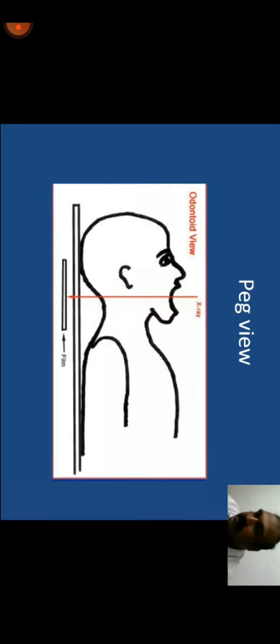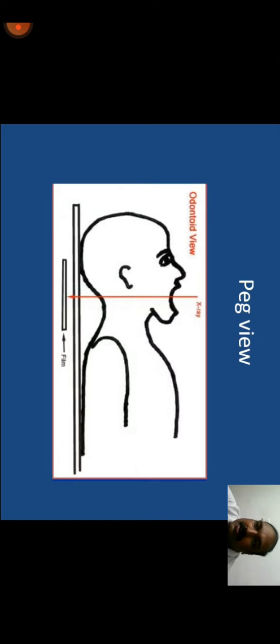In the initial slide, I explained that the cervical vertebrae should be taken as two different anatomical structures. That is, C1 and C2 should be taken together, and C3 to C7 should be considered a separate entity. Because in an AP view, we saw that you can actually visualize C7, C6, C5, C4, and C3, but C1 and C2 are not seen.